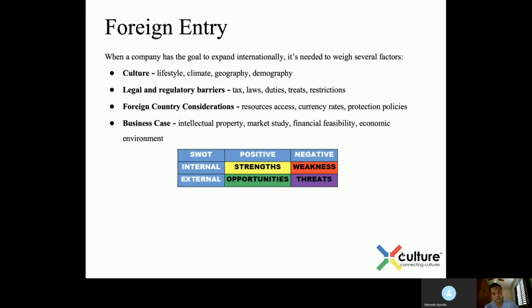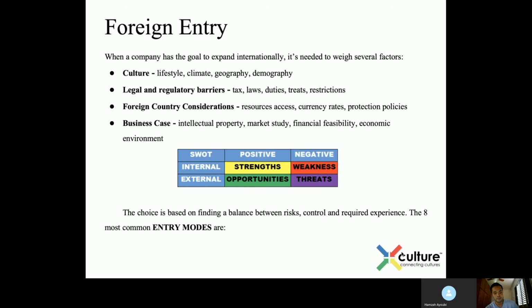SWOT analysis is a good tool to help you out with these tasks. After weighing all these factors, such as lifestyle, climate, tax laws, research access, and intellectual property, the strategy choice should consider a balance between risk, control, and required experience. There are 8 most common entry modes. Hansa will start to talk about one of them.